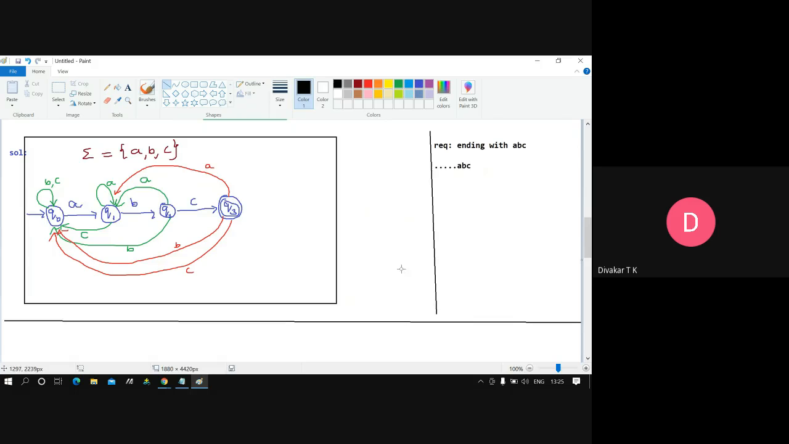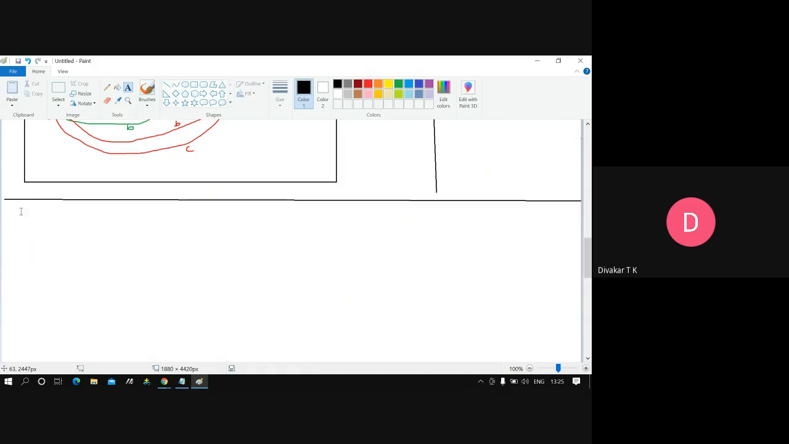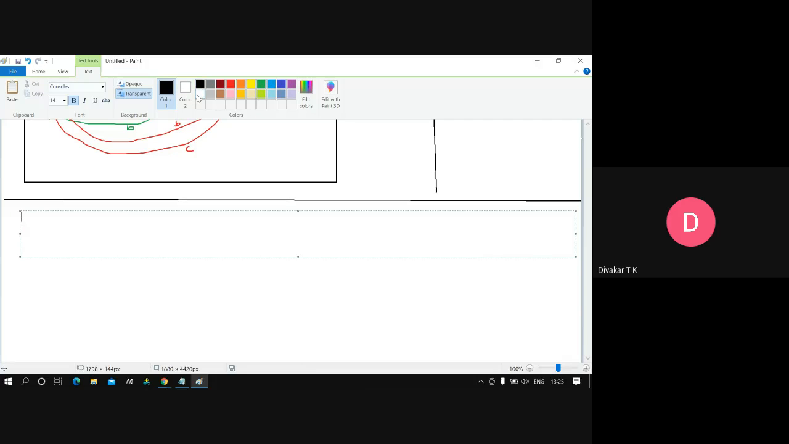Okay. So I'll write one more problem, that is problem number 68. In this set of problems, this is also a special case. Write a DFA to accept 0s and 1s only, such that the strings ending with 0 1. Now it's a special case, 1 0 is given.